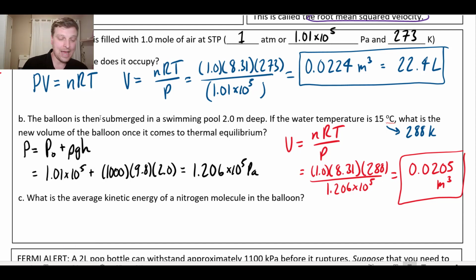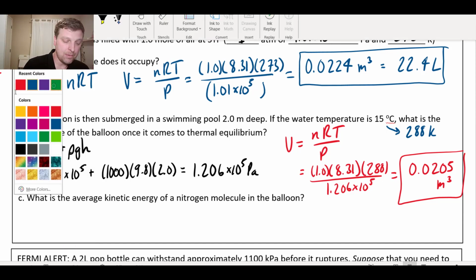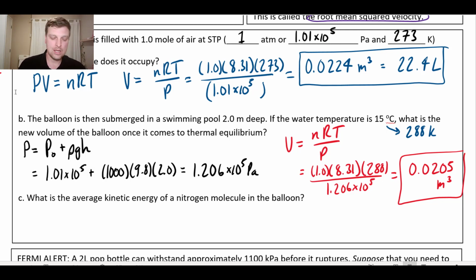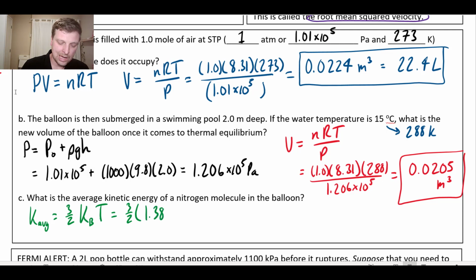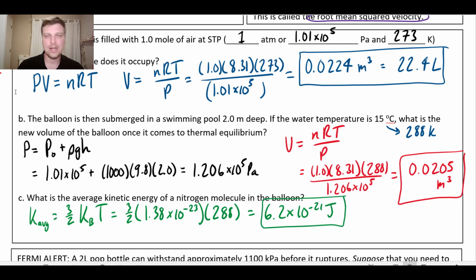And then the last question is, what is the average kinetic energy of the particles of a nitrogen molecule in the balloon? Well, we know that the average kinetic energy is equal to 3 halves k_B times the temperature T. So that's 3 halves times 1.38 times 10 to the negative 23 times the temperature, and we'll use the new temperature because of the water. And so that's 288, which gives us right around 6.2 times 10 to the negative 21 joules, which, not a big surprise, the kinetic energy of a single nitrogen molecule is really not that much.